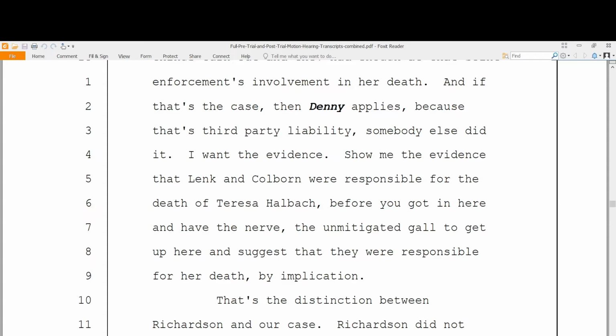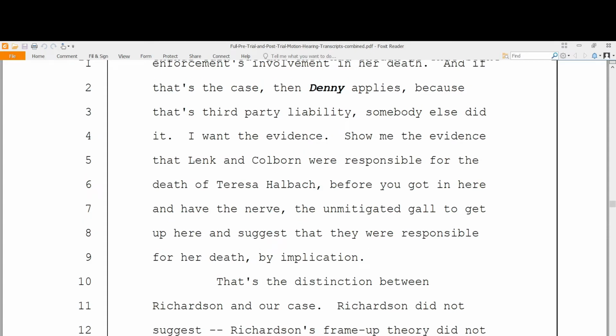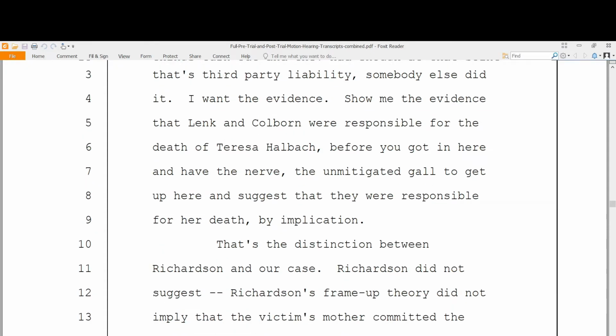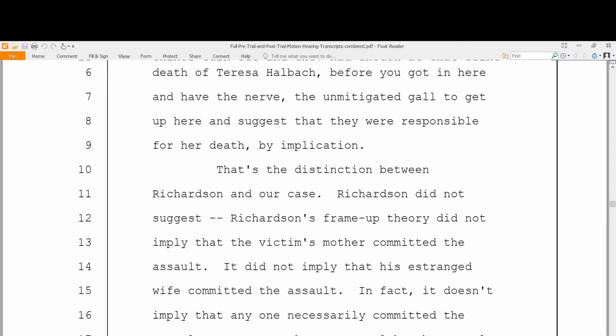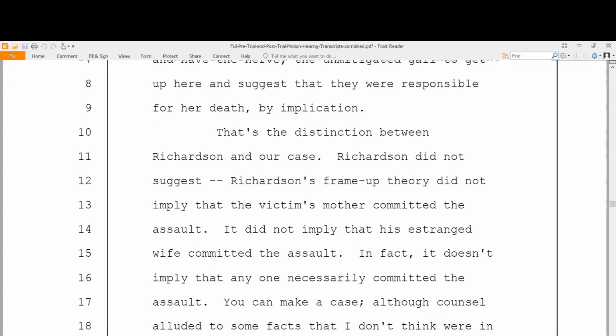Show me the evidence that Lenk and Colborn were responsible for the death of Teresa Halbach before you got here, and have the nerve, the unmitigated gall to get up here and suggest that they were responsible for her death by implication. That's the distinction between Richardson and our case.